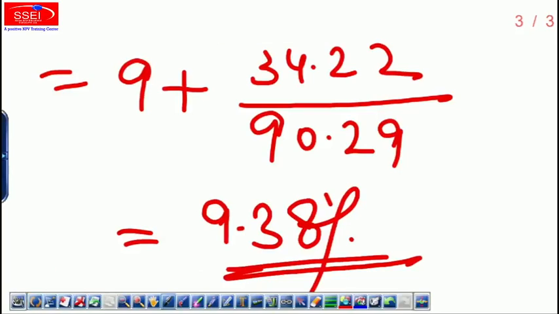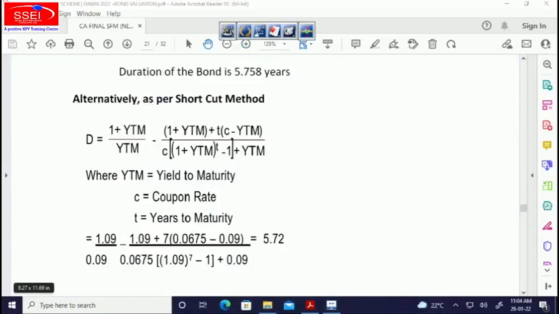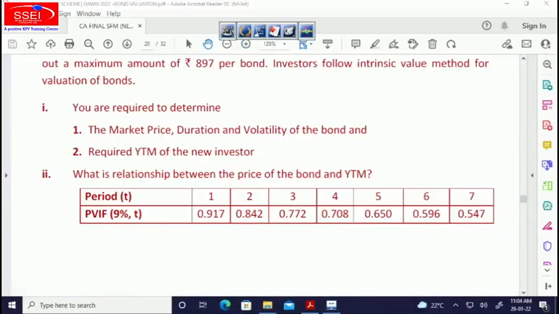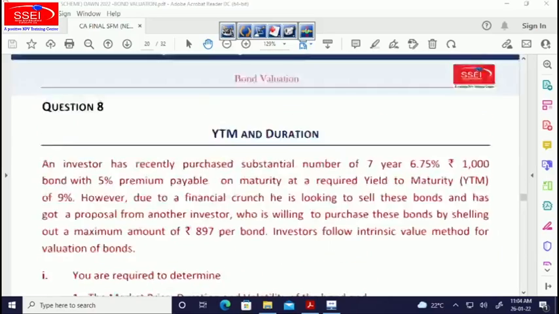That's acceptable. And look at the second part of the question that is given. They are asking what is the relation between price and YTM. Obviously, it's inverse and convex to the origin, but no need to write convex. If you want to draw the diagram, draw. But still, if you write inverse, you are getting full marks. So you have to save time. So this was question number 8.